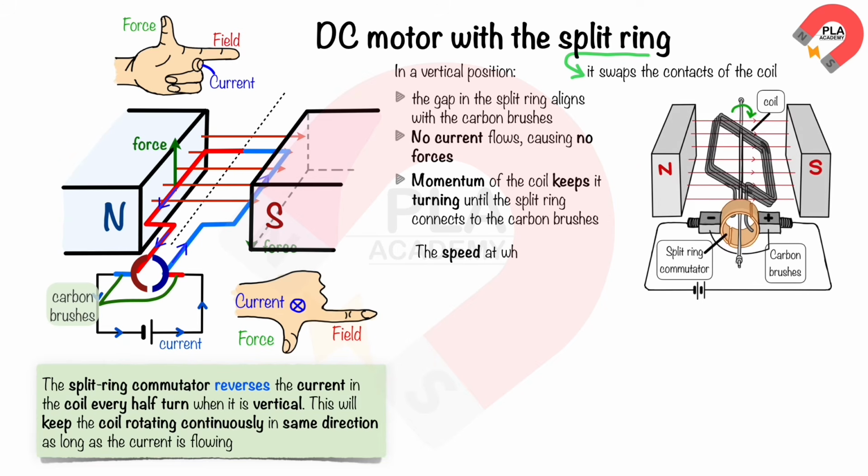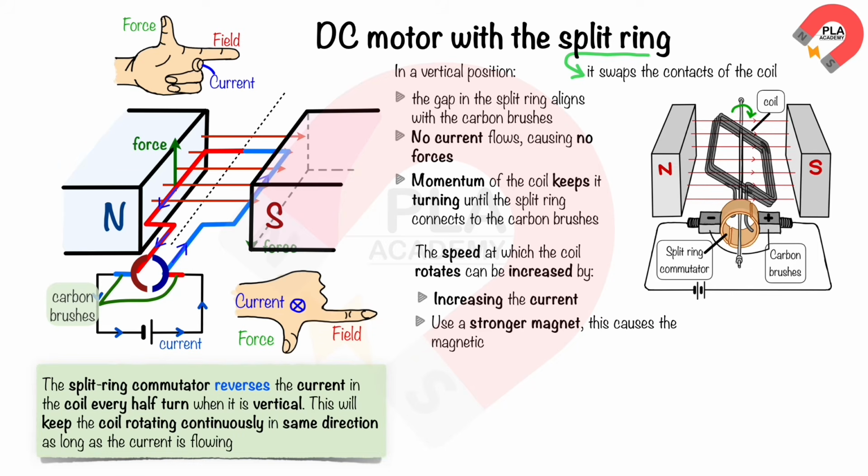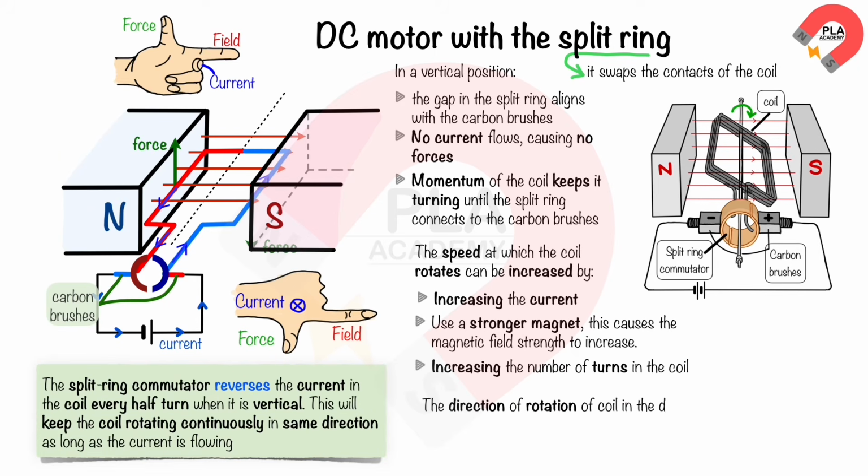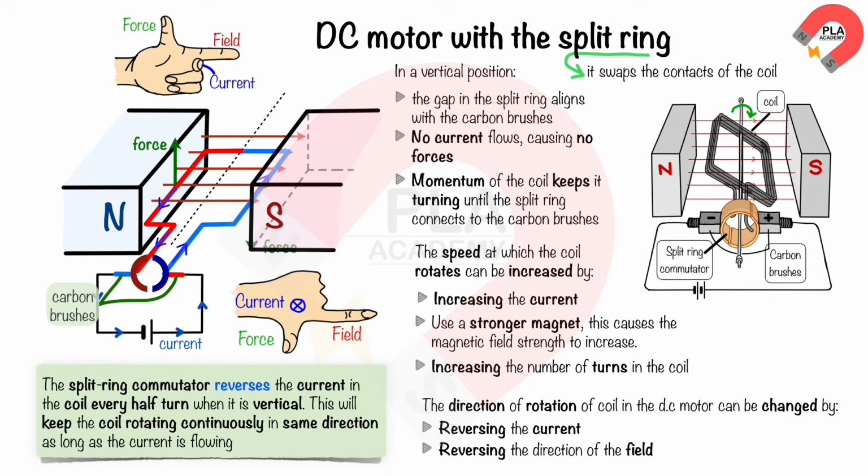The speed at which the coil rotates can be increased by increasing the current. Use a stronger magnet. This causes the magnetic field strength to increase. Increasing the number of turns in the coil. The direction of rotation of the coil in the DC motor can be changed by reversing the direction of the current. Reversing the direction of the magnetic field by reversing the poles of the magnet.